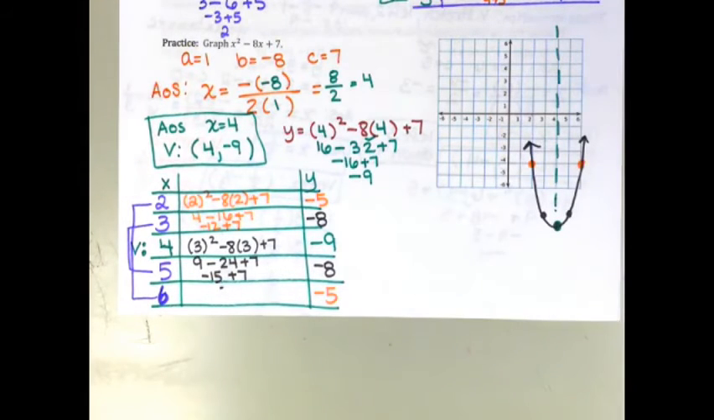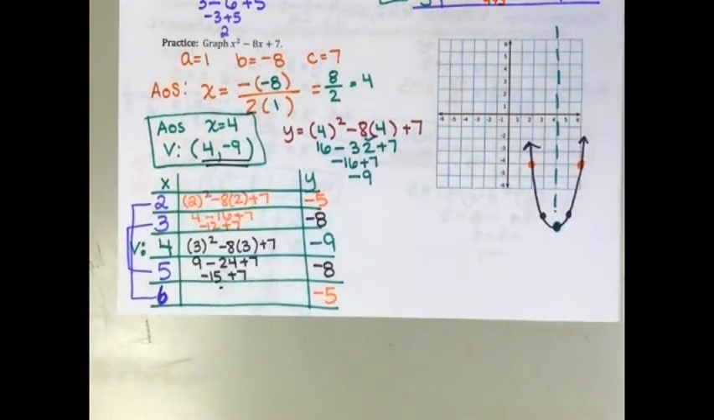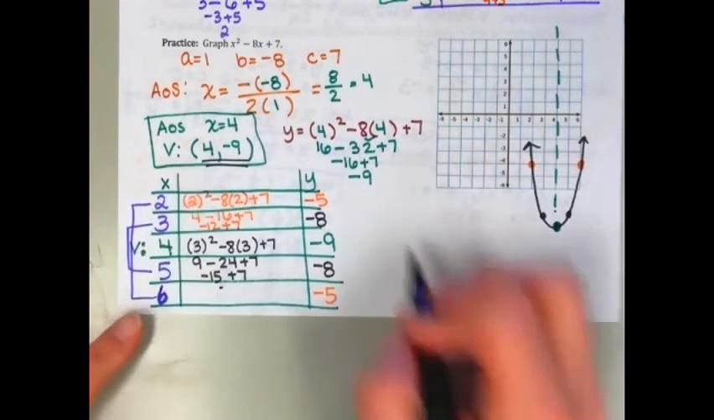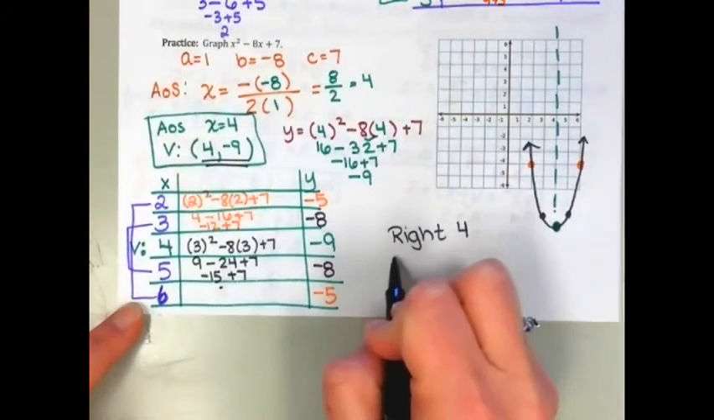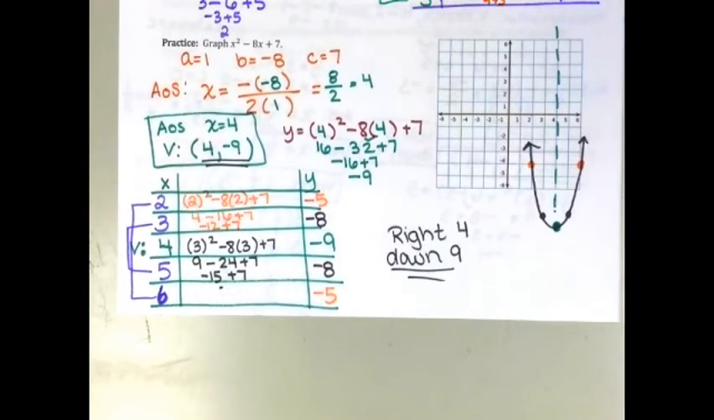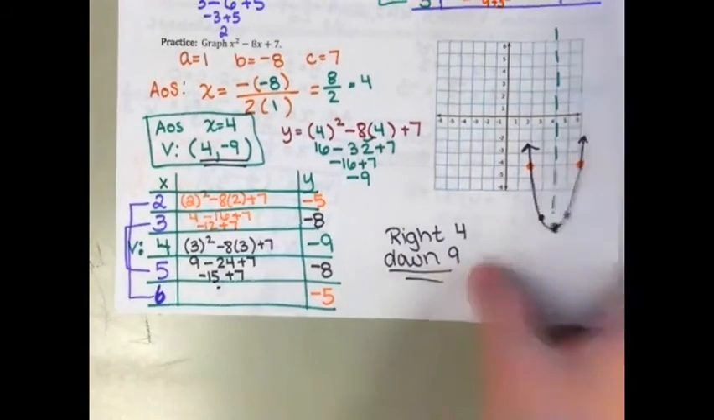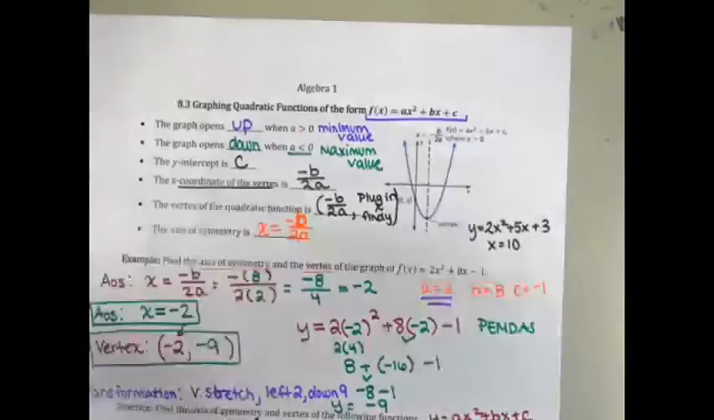Okay. So obviously we said there's no vertical stretch, no vertical shrink, there's no reflection, right? But my vertex did move. And how did it move? How do I graph 4, negative 9? Right 4 and down 9. Okay. Any questions so far? Okay.